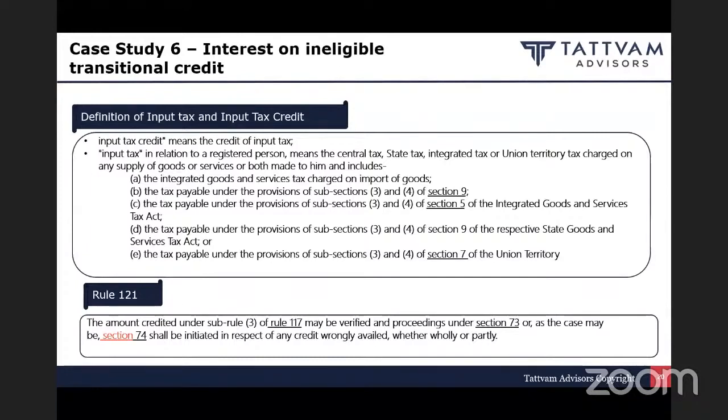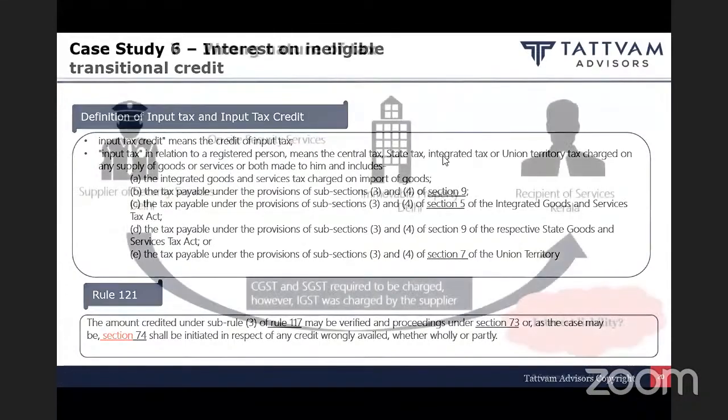So to my mind, there is no provision under the GST law. I repeat, there is no provision under the GST law to levy interest on wrongly availed transitional credit. So when we talked about the refund situation, and when we talked about the transitional credit situation, if the refund is erroneously granted, or if the transitional credit is wrongly availed, no interest provision exists as of now. And accordingly, it's a good case to argue that no interest has to be paid.